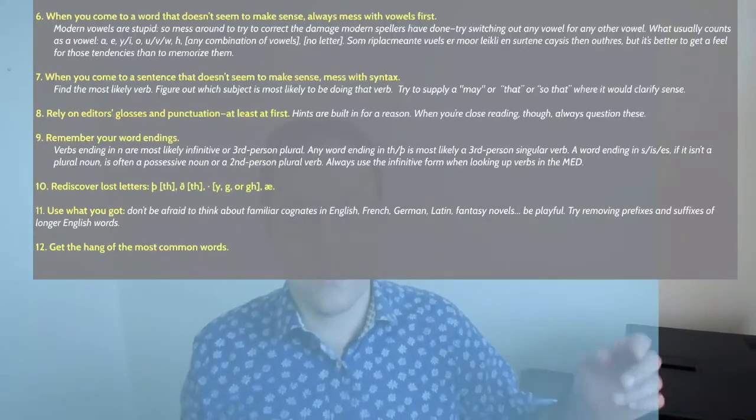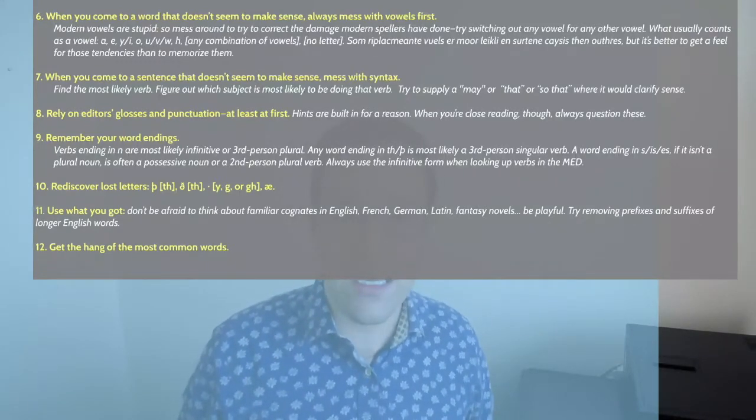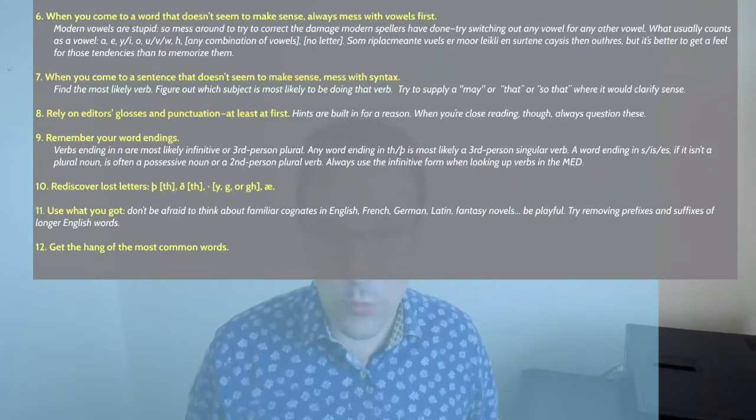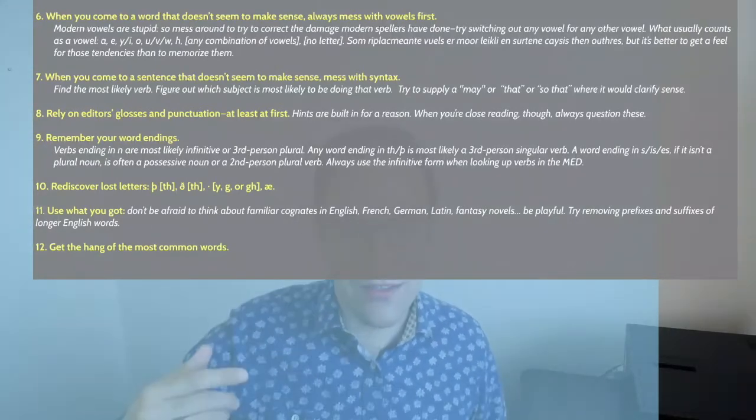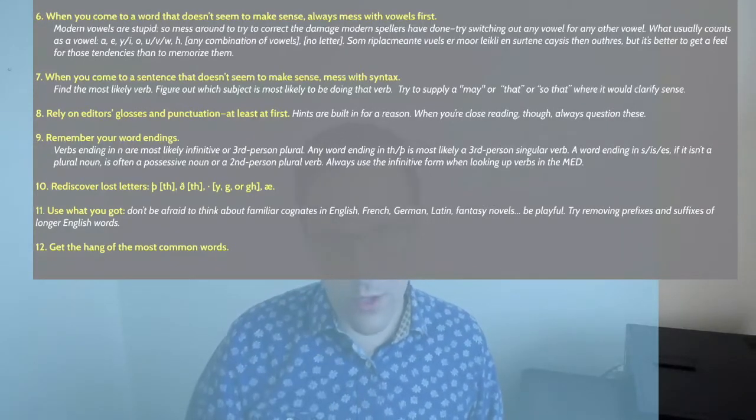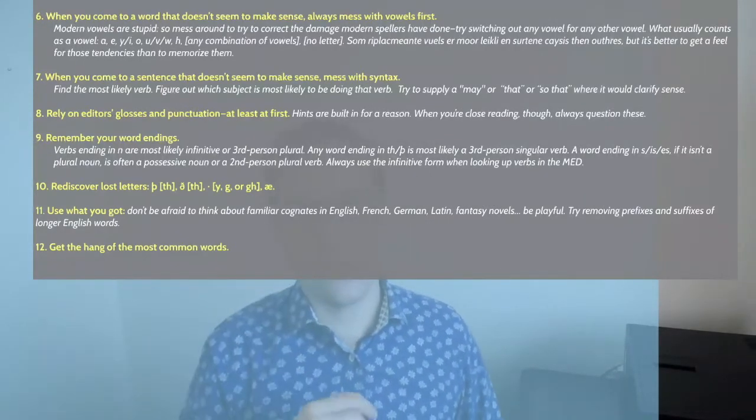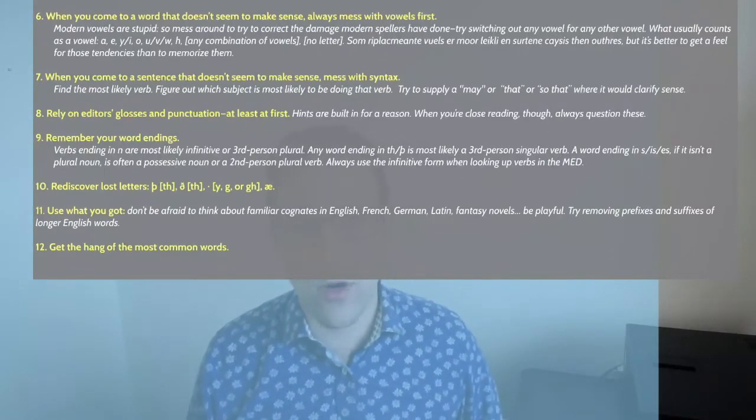So looking at this sentence I have here, some replacement vowels are more likely in certain cases than others. I hope you can read those words and understand sort of how I messed with the vowels there. And remember, you can replace groups of vowels with one vowel or the other way around. Some replacement vowels are more likely in certain cases than others, but it's better to get a feel for those tendencies than to memorize them.